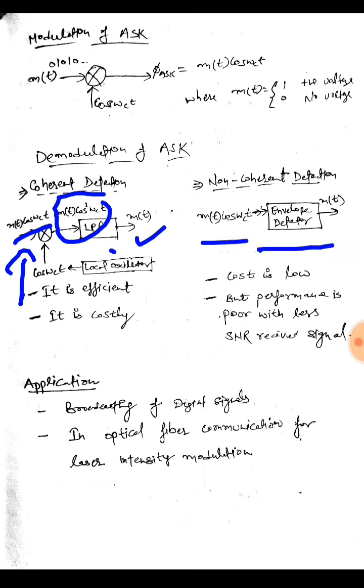Okay, so we will feed the received signal m(t) cos ωct to the envelope detector, which will give us the required output, that is the digital signal. In this case the cost is low as we are not using the oscillator to generate the carrier frequency again, but the performance is a little bit poor compared to coherent detection. Okay, so applications of ASK are broadcasting of digital signals and, in optical fiber communication, laser intensity modulation. So these are some of the applications of ASK.